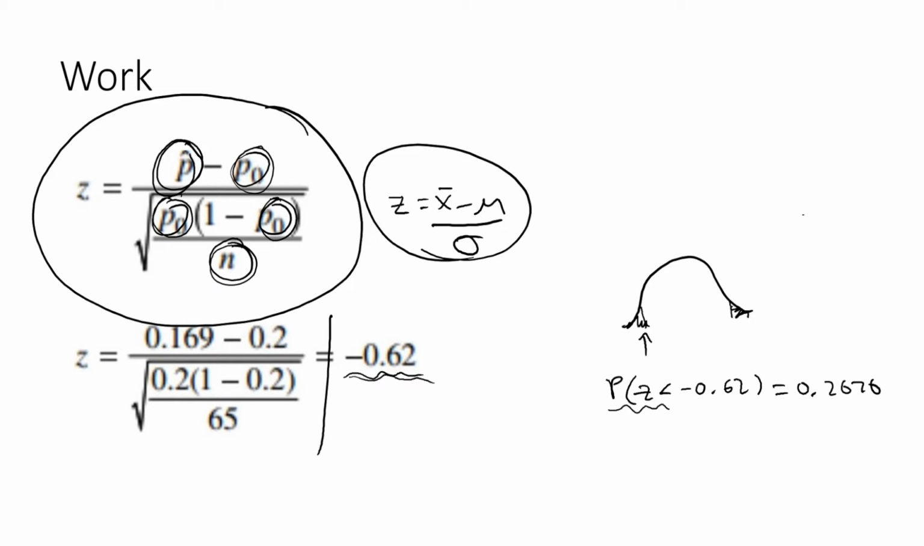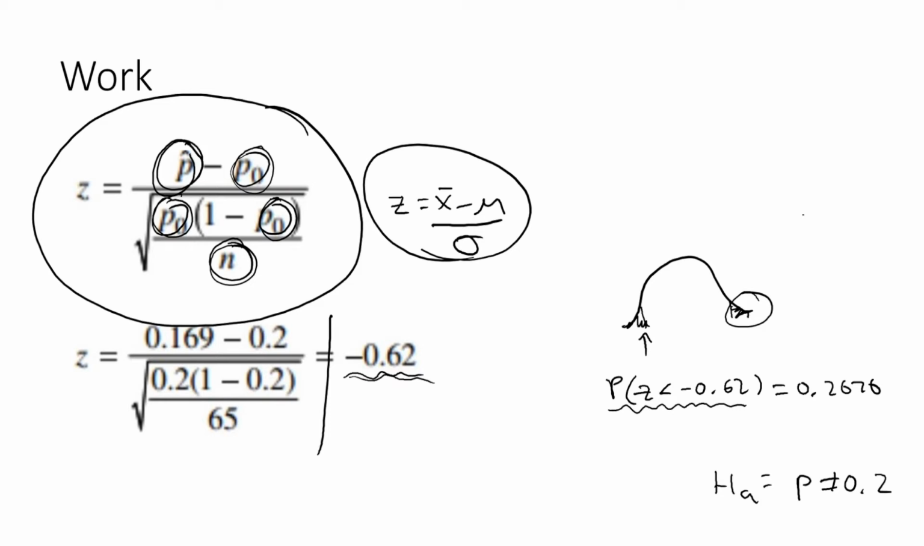Our p-value is the probability of obtaining a result as extreme as the one we got in our sample. Remember, for two-tailed hypotheses, for example, if we did a null hypothesis where p is not equal to 0.2, we'd have to multiply this by 2 to account for the other side of the normal distribution.